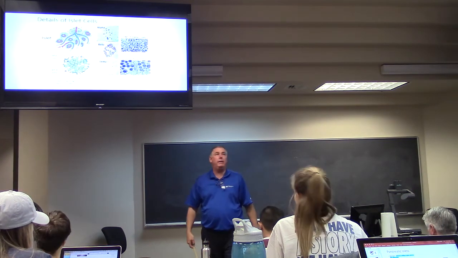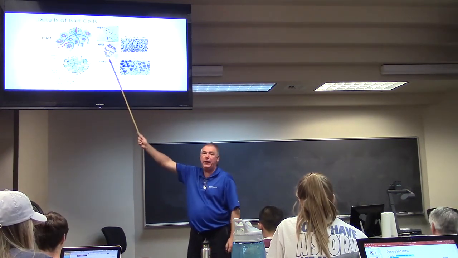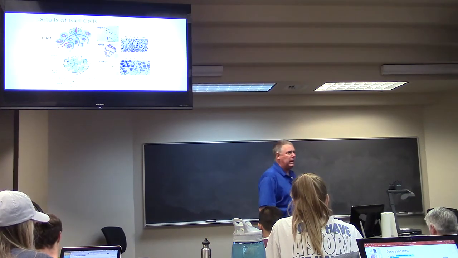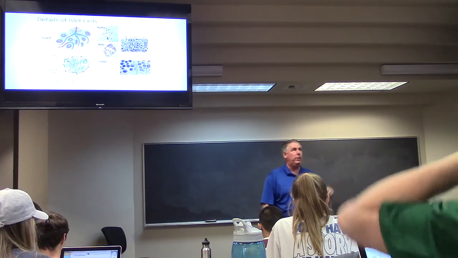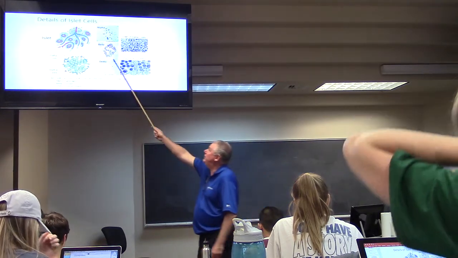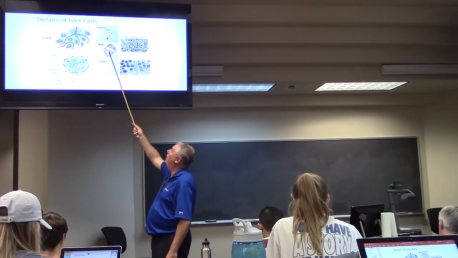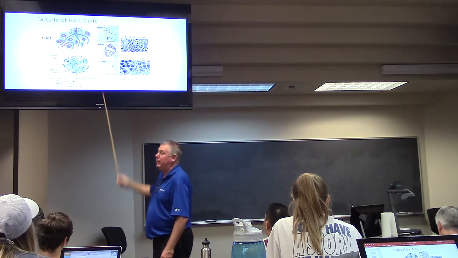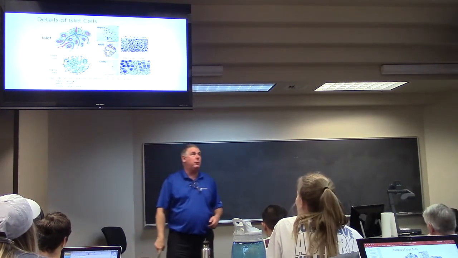Here's the details of the islets. This is called immunocytochemistry. What they do is they make antibodies to these different proteins, and then they tag the antibodies so you can see them. Here are all the beta cells in the middle. Those are the blood vessels, capillaries in the islets. And you see the alpha and delta cells scattered around the periphery.